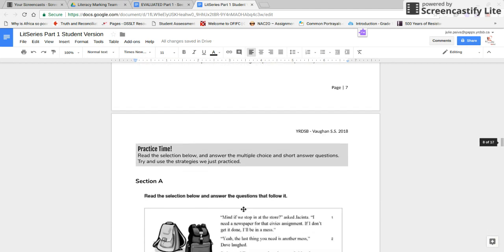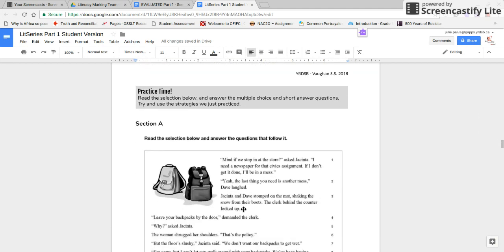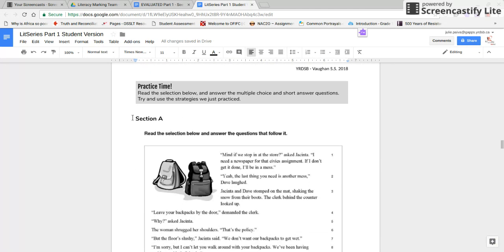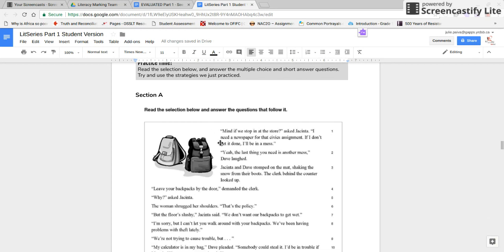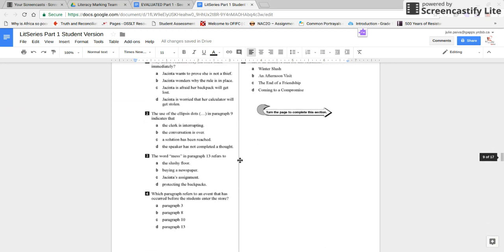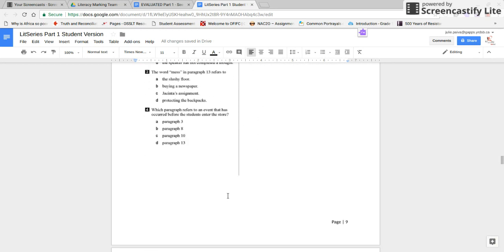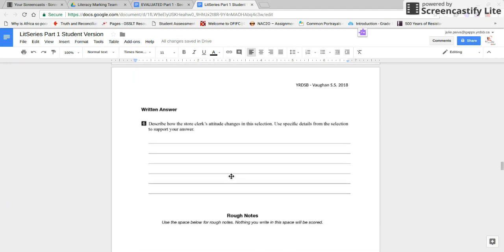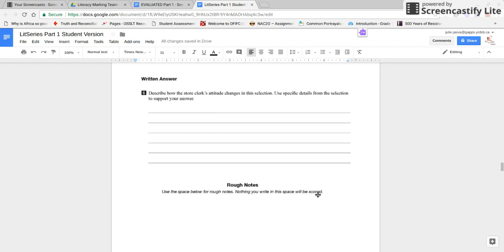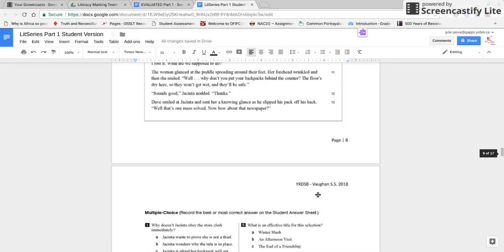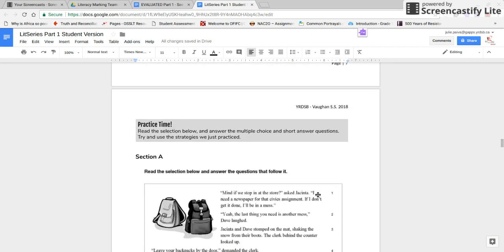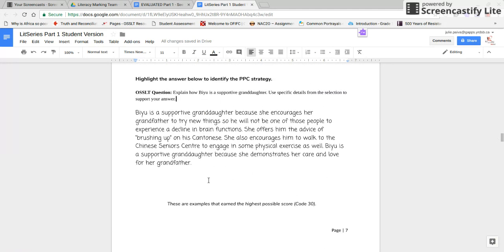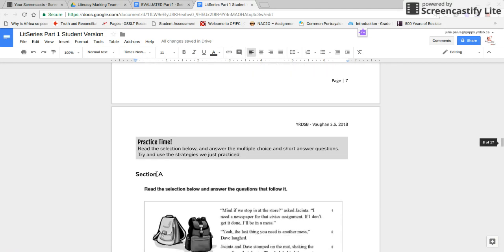Second thing is we are going to practice a full reading section. So this is section A, and here's practice time. Here's the reading. Here's the multiple choice questions from video 2, in terms of the strategy. And then here is your short answer open response question with the 6 lines provided for you. So go ahead, use the remaining of this time to fill in the highlights and complete section A.